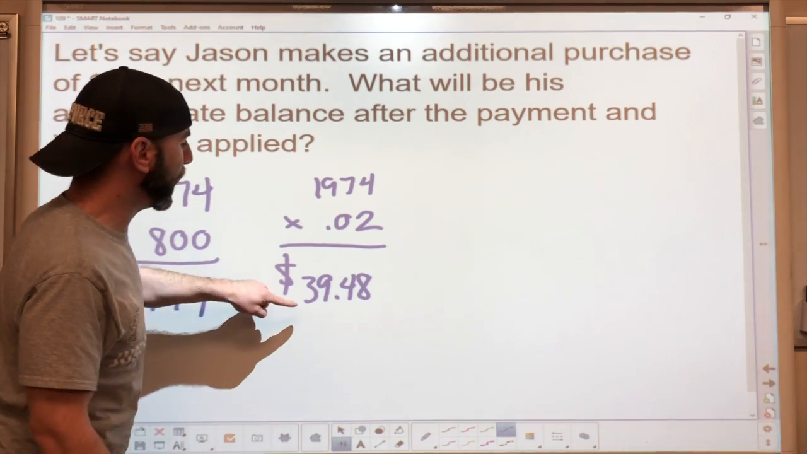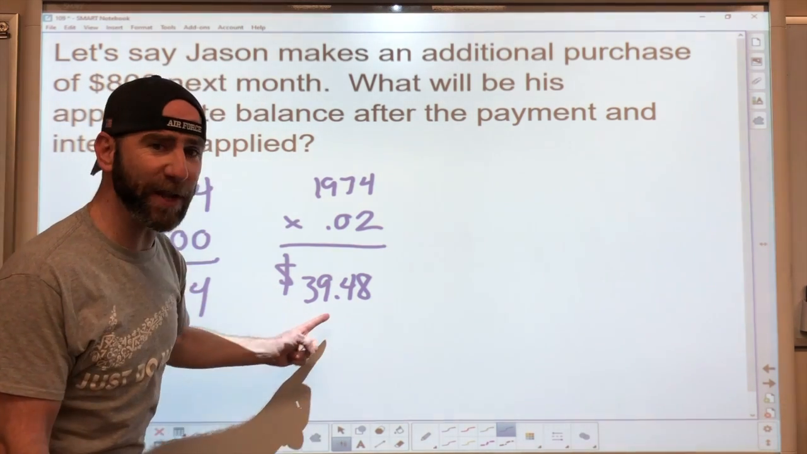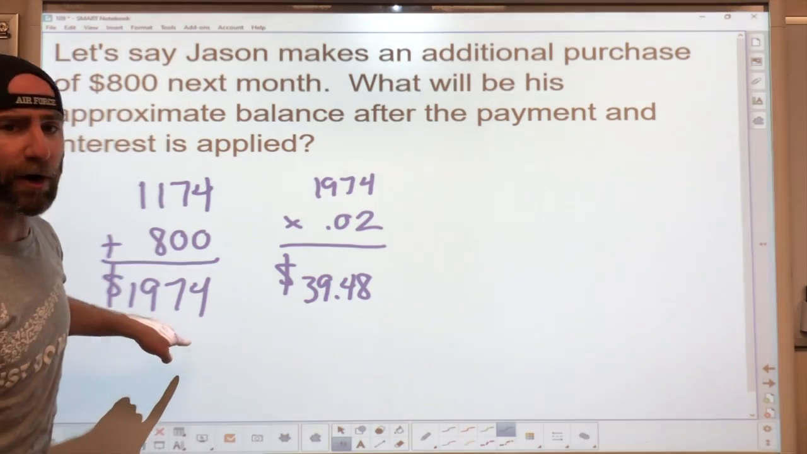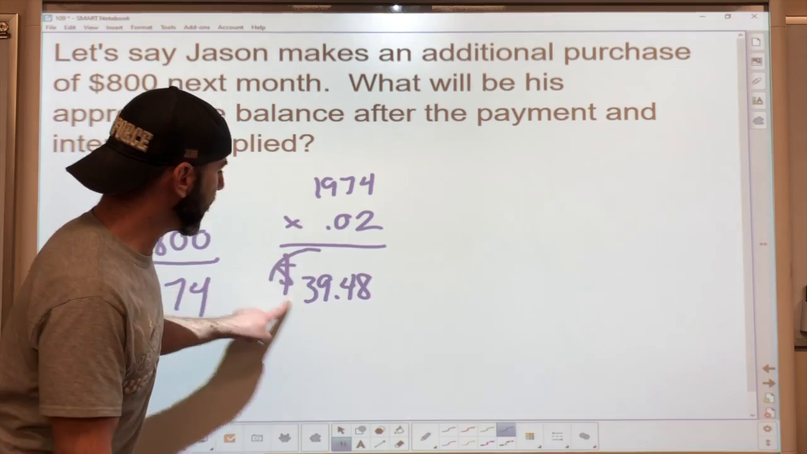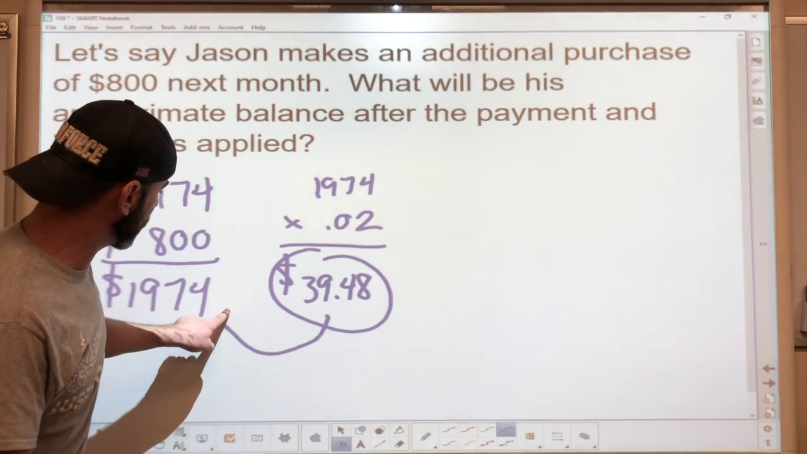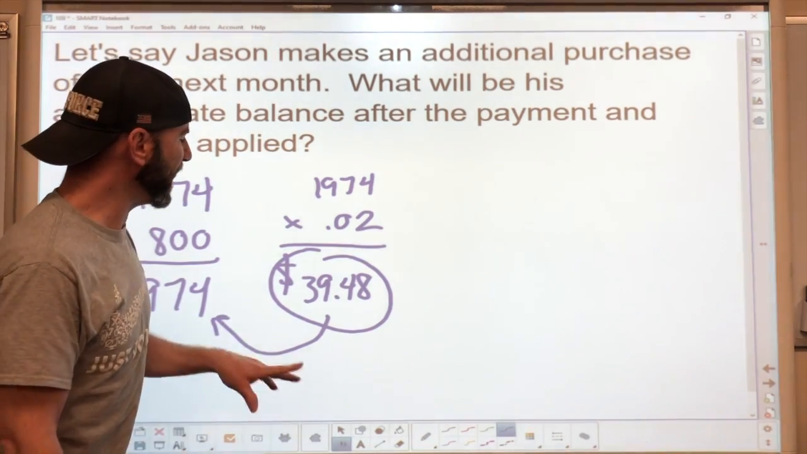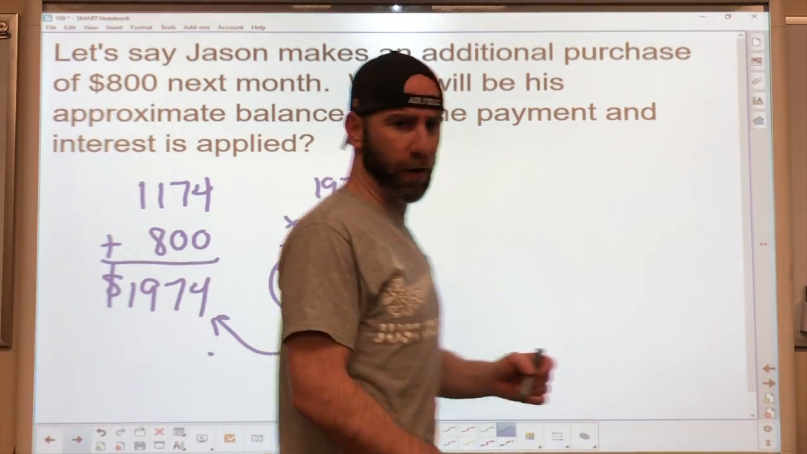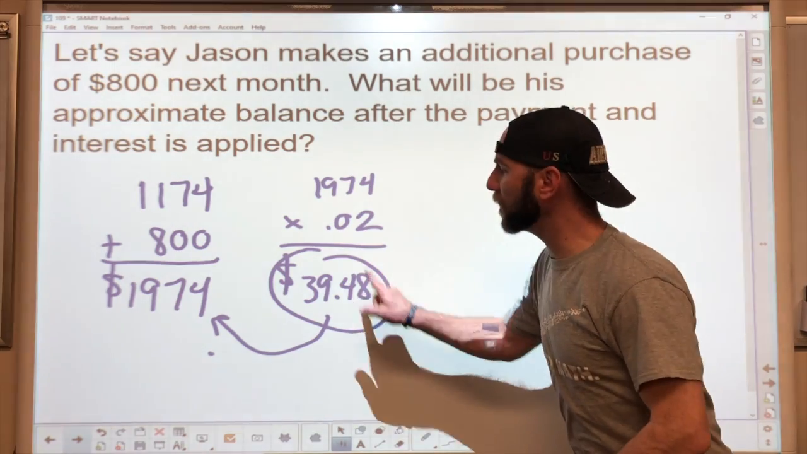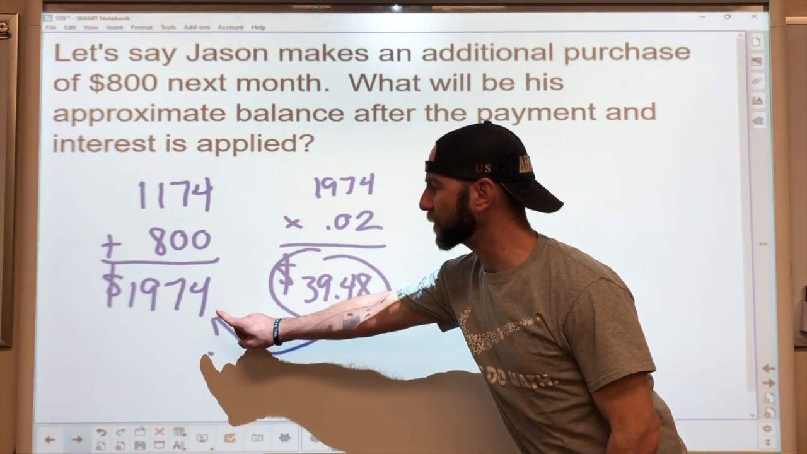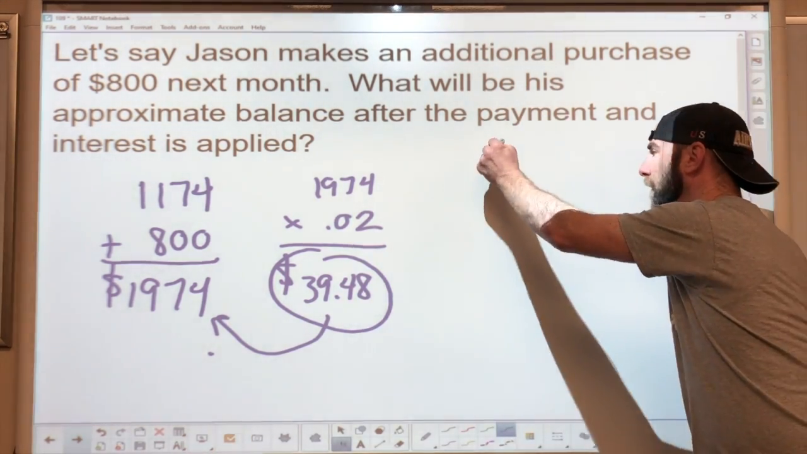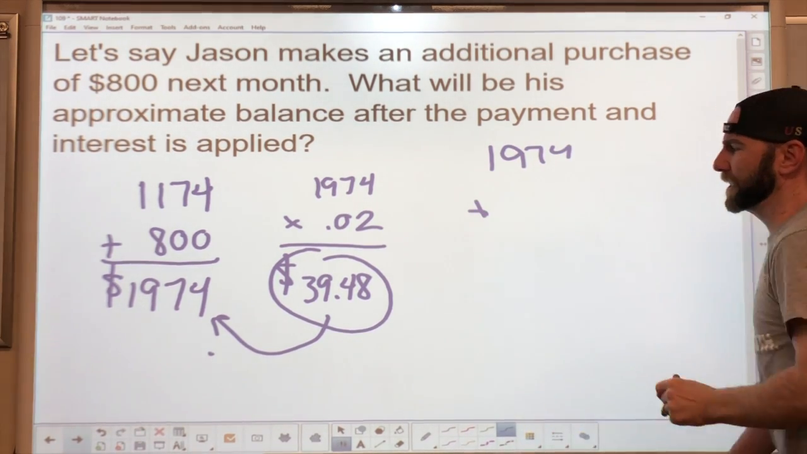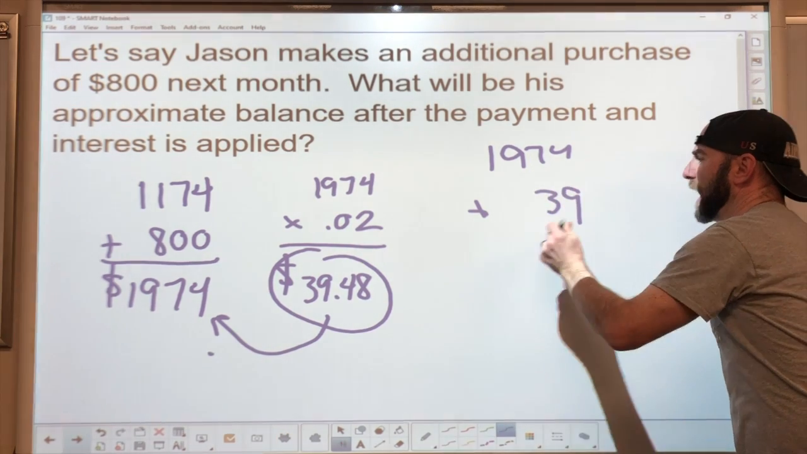So the card company just charged him now $39.48 for his current credit card balance. So this is added back onto his balance. For now, we're going to round this to $39. So we're going to add $39 onto Jason's current balance, $1,974 plus 39.